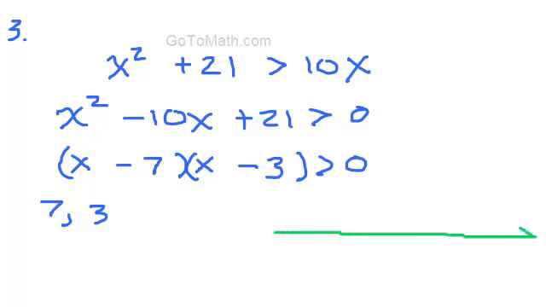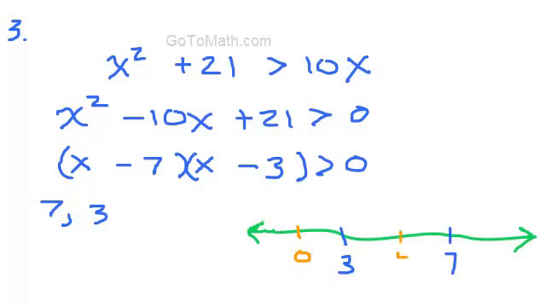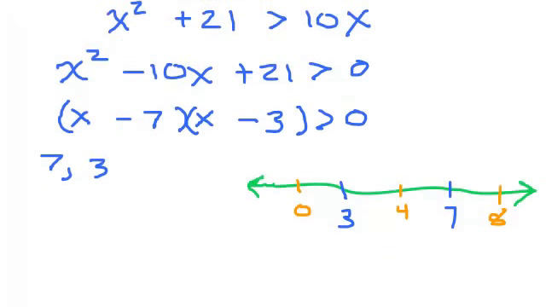Alright, let's now draw a graph. Boy, that's not exactly a straight line. Not exactly. So let's go ahead and label 3 here and 7 here. How's that? Okay. So our test points will be 0, and what's another test point? 4. I guess 4 is a test point. And then we'll use 8. 8 is a test point. Okay.